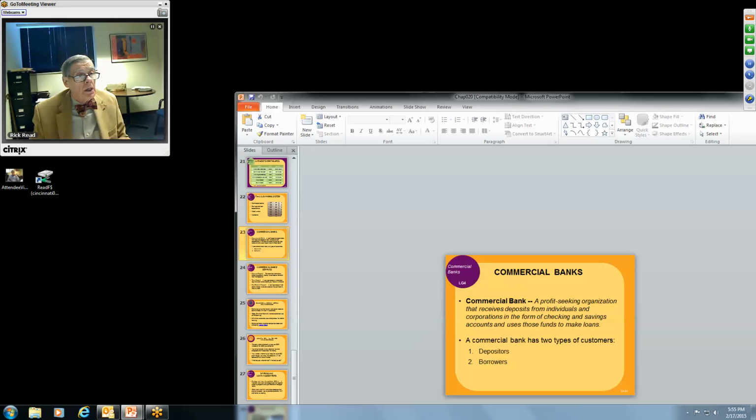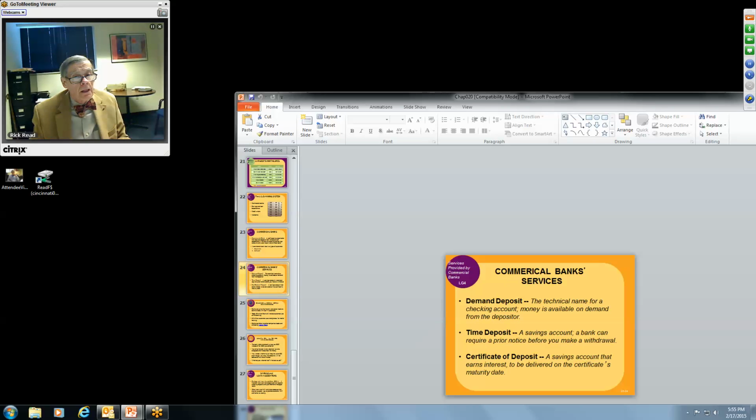And then we have commercial bank services: the demand deposit, time deposit, and certificate of deposit. Demand deposit, that's what we call a checking account. What that means is you write a check, and that money is there for you to pay to the person you want to pay it to, or to the business, or whatever.